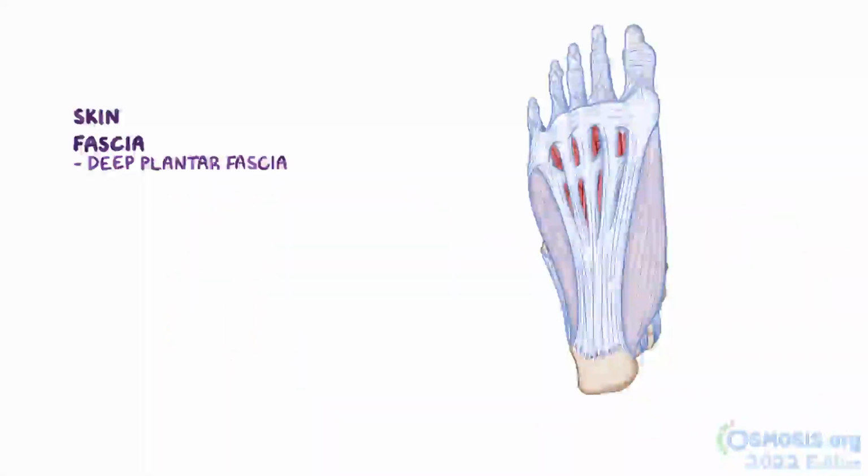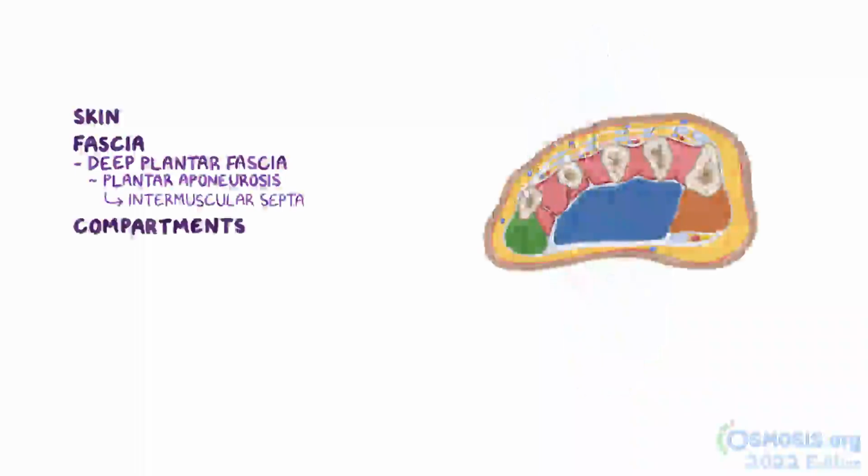Alright, as a quick recap, the most superficial elements of the foot are skin and fascia. The deep plantar fascia has a central part called the plantar aponeurosis that gives off vertical intermuscular septa. The septa form the 3 compartments of the sole: medial, central, and lateral, each containing many plantar structures of the foot.